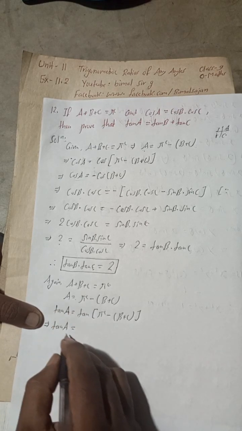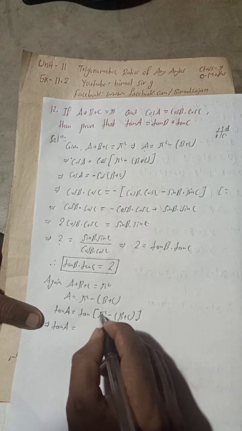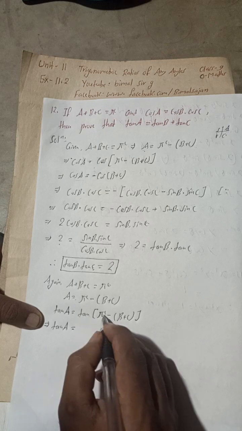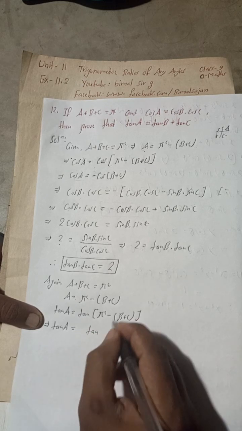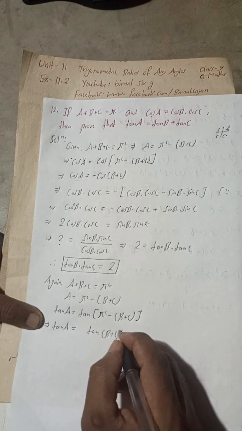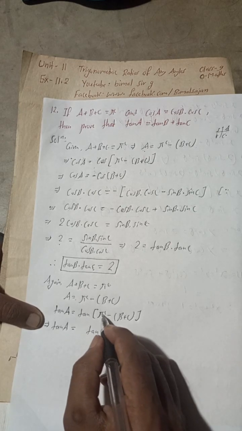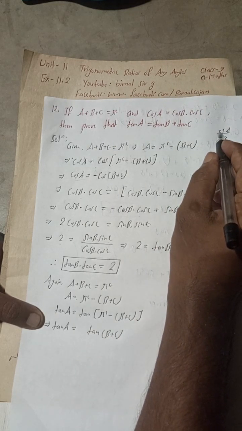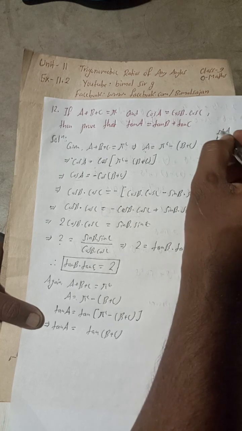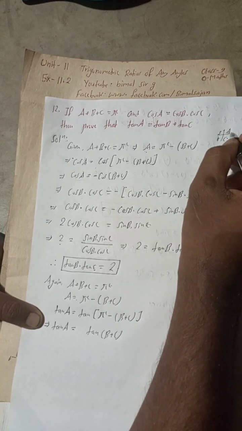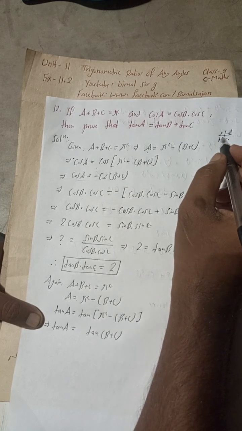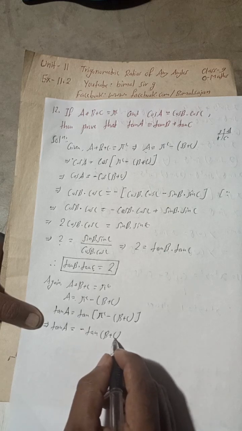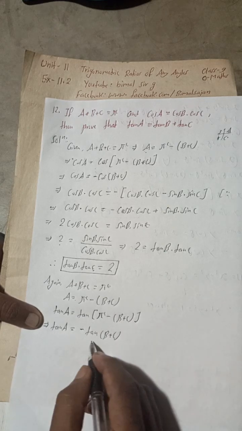Tan A is equal to tan of pi radian minus B plus C. Pi is 180, so for pi, tan will be tan only. This is B plus C, but pi minus theta falls in the second quadrant. In the second quadrant, sin and cosec are positive and tan is negative, since tan is positive in the third quadrant. So this is minus tan of B plus C. Tan A is equal to this.